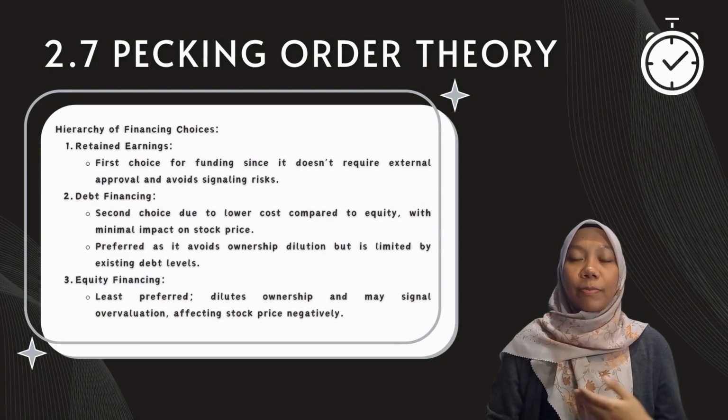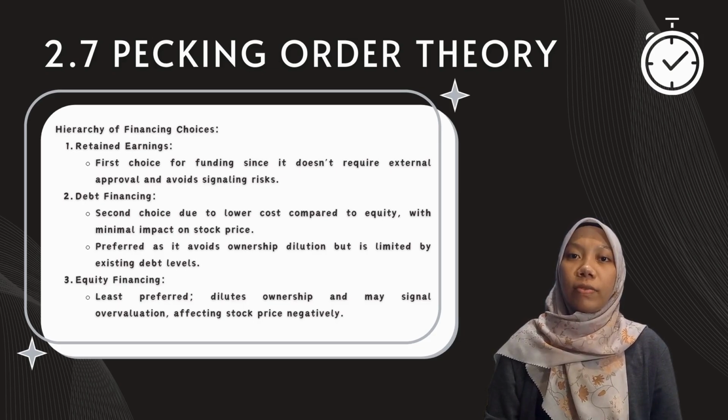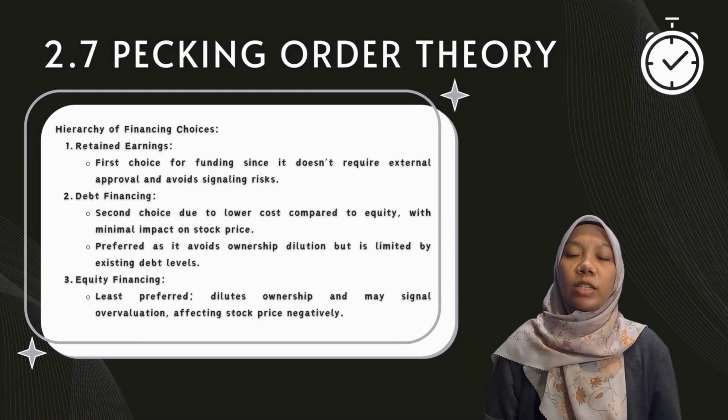Let's look at the 3 steps in the pecking order. First, retained earnings. Companies start with their own internal funds because it is the least risky and doesn't need outside approval or scrutiny. Second, debt financing. If internal funds are not enough, companies go for debt next. It is generally cheaper than equity, doesn't dilute ownership, and won't negatively impact stock prices. Third, equity financing. Equity is the least preferred choice because it dilutes ownership and can send signals to the market that the stock might be overvalued, which could impact the share price negatively.